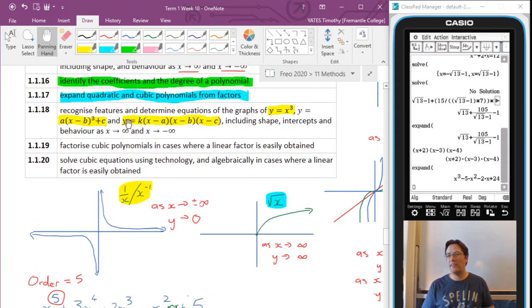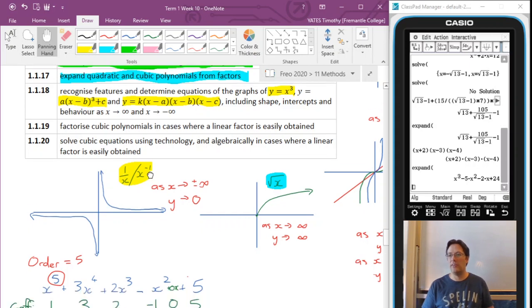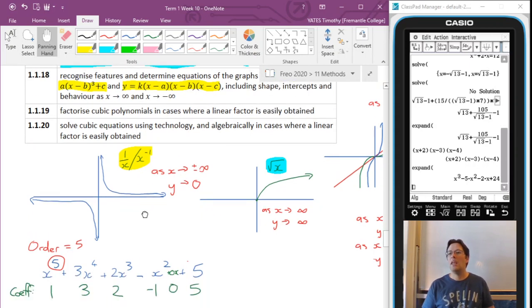The behavior as x tends to infinity and x tends to negative infinity. Basically, if the x cubed term has a positive coefficient, y will tend to infinity with x, or negative infinity with negative x. But if k is negative, or our x cubed term is negative, it will do the opposite. So that's what we've got to think about.